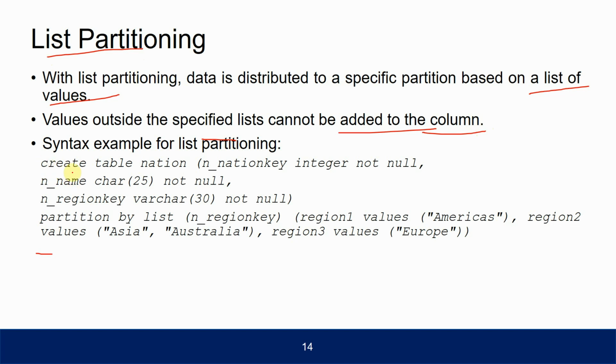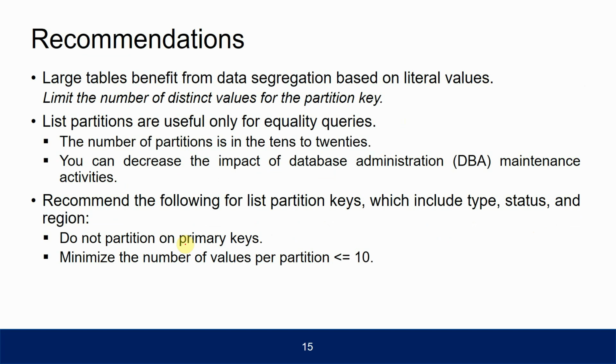Let's look at this example. Syntax: create table nation, nation key integer not null. The same example I was talking about. It says nation key is used here, nation name, region key, and partition by list. Now here the list is the region key. Values: Americas, region 2 is Asia, Australia, region 3 is Europe, and I can have additional regions if I want. And you know that there are a specific number of regions in the world, so I cannot have unlimited regions, and there are no surprises for me as far as regions are concerned. That is why list partitioning is good in those situations.